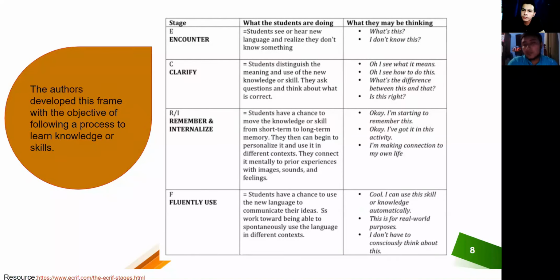Now, to the next stage, as we said before, we clarify some questions that they might have about the topic. Students distinguish the meaning and use of the new knowledge or skill. They ask questions and think about what is correct.